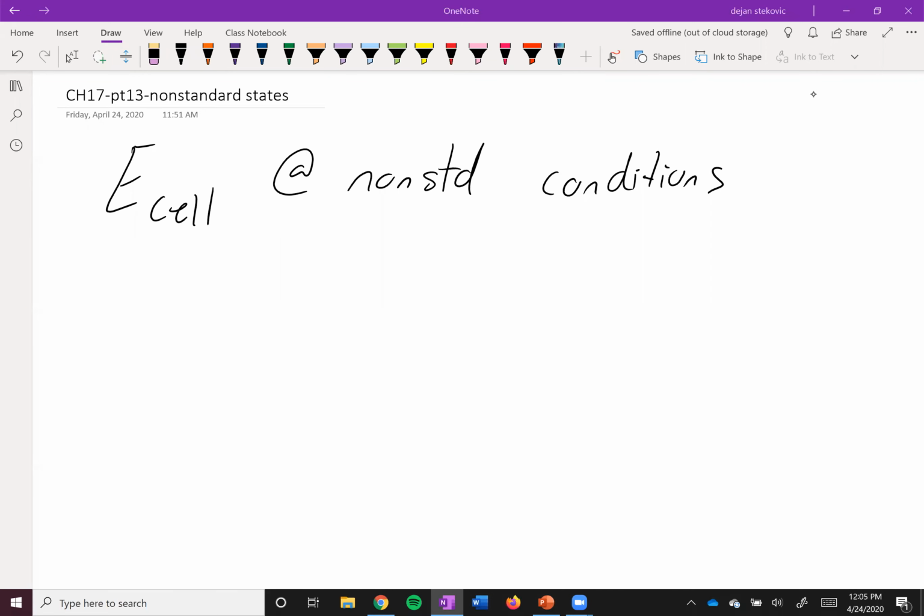All right, so we saw how we could get these E cells, pull them from a table, but remember these are E cells at standard conditions. So generally 25 degrees Celsius, and the most important part, the 1 molar in this case. So what about things that aren't at standard conditions? So we can calculate them, and this is done through the Nernst equation. So you can see the book for the derivation.